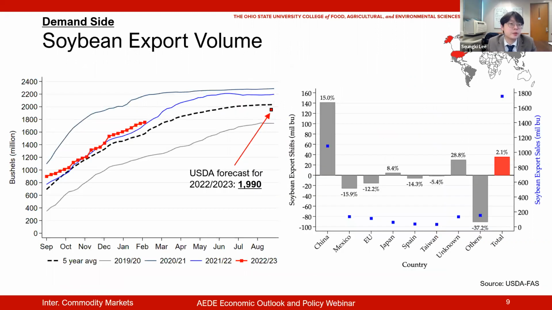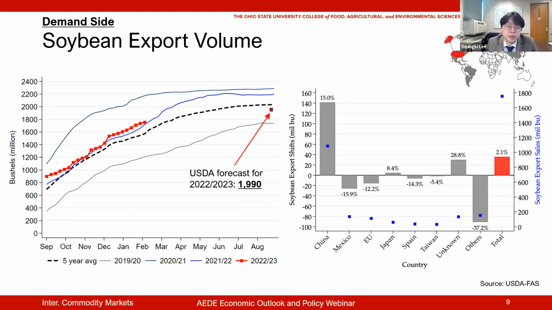Okay, so this is soybean export volume. On the soybean side, compared to corn, it is not as bad as the corn situation. It is pretty similar to what we had in the 2021-22 market. So currently we are slightly above the 5-year average, and it is likely to reach the USDA forecast of about 2 billion bushels of total soybean export.